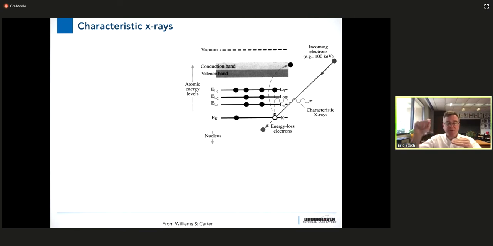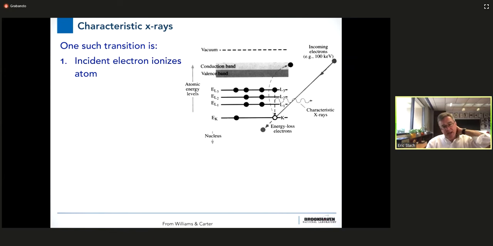In our case, we're mostly looking at the conduction band. In this case, you have a situation where your atom is in an excited state, and it will preferentially take an electron from a higher energy state and bring it down to a lower energy state. In so doing, it gives off a characteristic X-ray that has an energy associated with the difference between the states. So again, we have an incident electron coming in to ionize the atom.